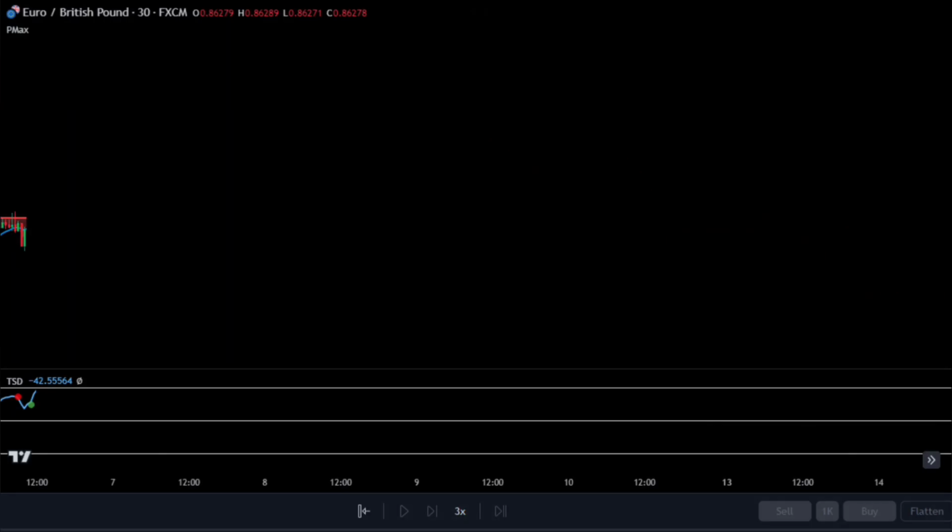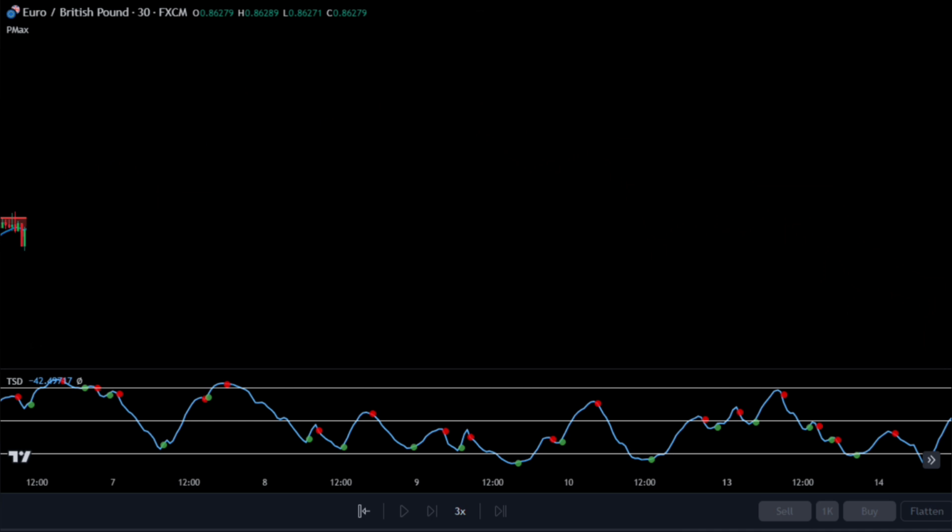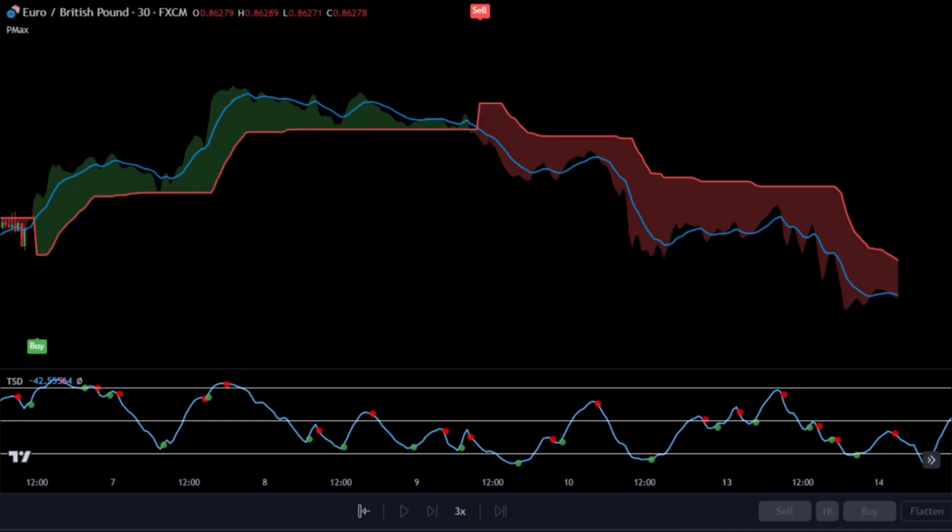Now, let me explain how we can use these indicators to filter out many false signals that the TSD indicator produces. The Profit Maximizer will act as our trend filter indicator. It helps us determine the overall direction of the market. We will look for buy opportunities when the price is trading above the PMEX moving average. This suggests that the market is in an upward trend.